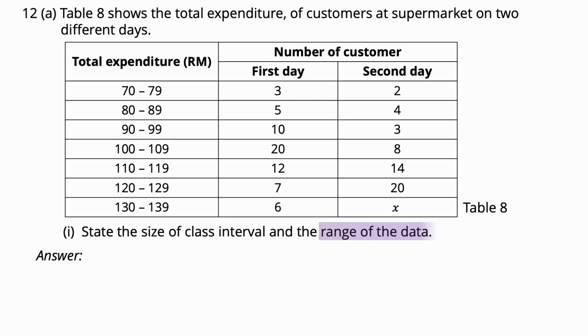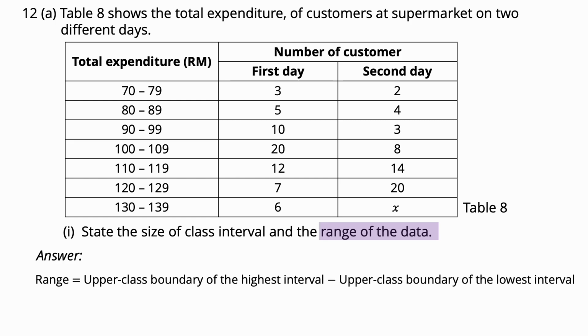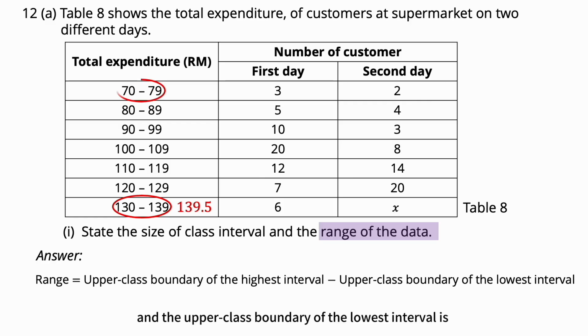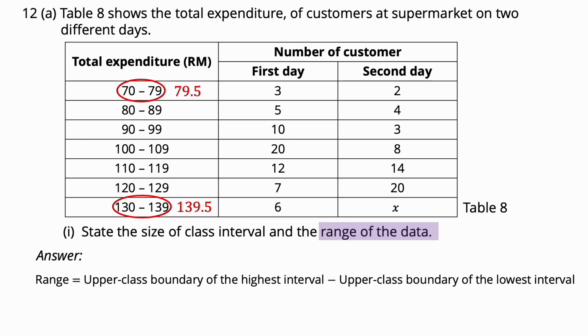State the range of the data. Range is calculated as the difference between upper class boundary of the highest interval and upper class boundary of the lowest interval. The upper class boundary of the highest interval is 139.5. And the upper class boundary of the lowest interval is 79.5. 139.5 minus 79.5 equals 60. The range of the data is 60.